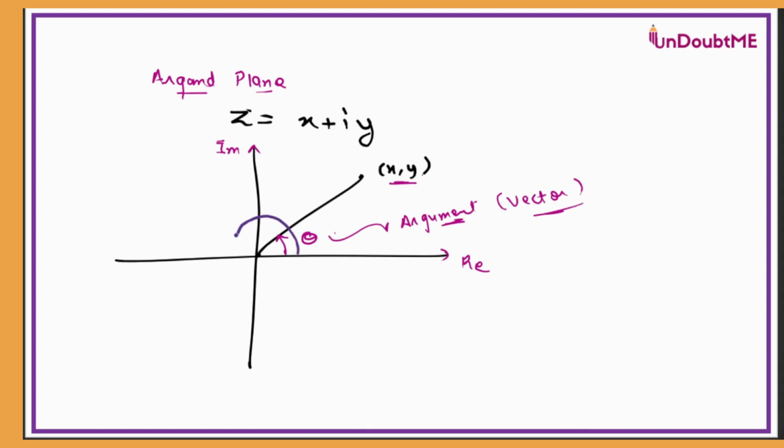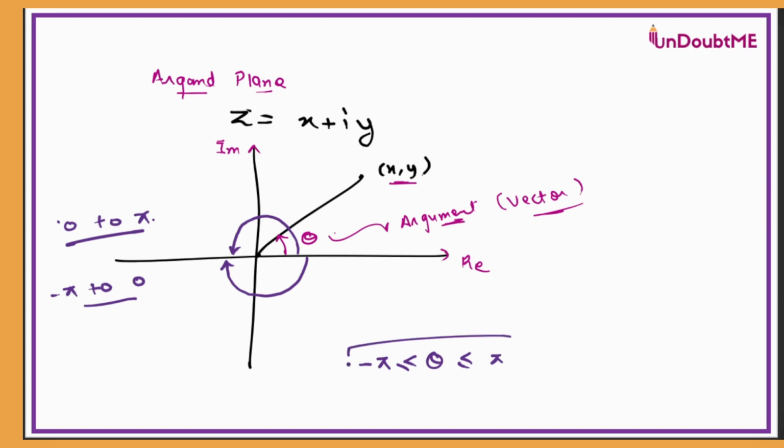In complex number, for this argument, it's a factual thing we must know, that this theta can go in anti-clockwise direction from 0 to pi, and then to cover the remaining 180 degrees we will go in clockwise direction like this, so from minus pi to 0. So if I combine these two things, I can say that this argument theta lies in a range of minus pi to pi, or in terms of degrees it will be minus 180 to 180.